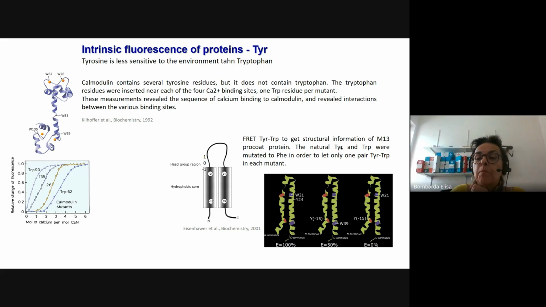in different positions of the protein, in order to probe the protein in different positions, and to measure, for example, the distance between two specific positions, and so finally mapping the structure of the protein. So that is a strategy that can be used.